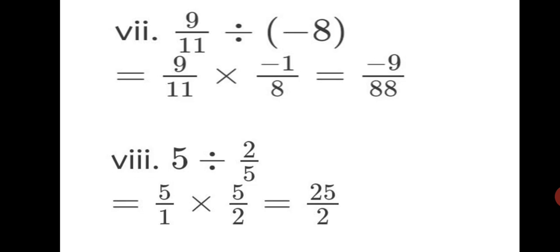Eighth sum, 5 divided by 2 upon 5. 5 we write as 5 upon 1 into the reciprocal. 2 upon 5's reciprocal is 5 upon 2. Can we reduce? No. So 5 5s are 25, 2 1s are 2, 25 upon 2 is your final answer. So this way we have solved all 8 sums which are based on division of rational numbers.